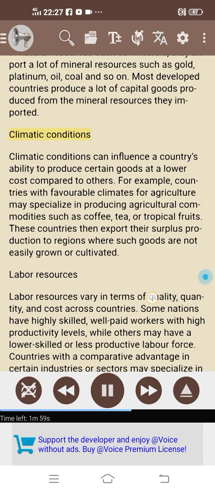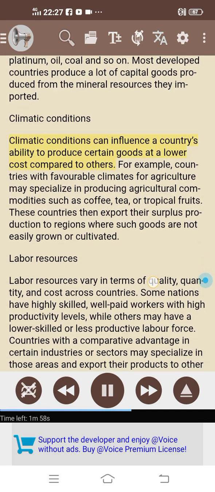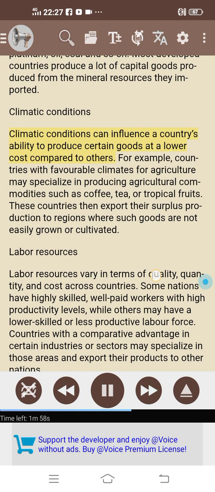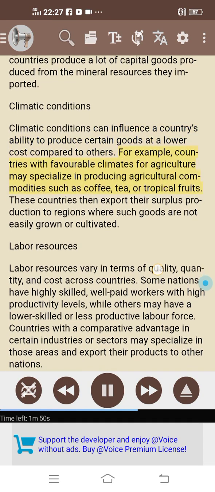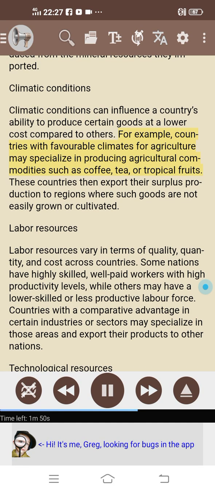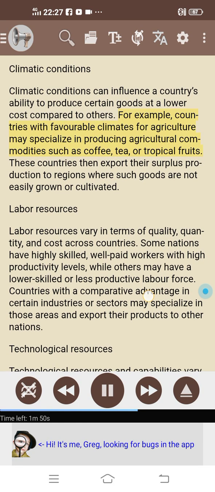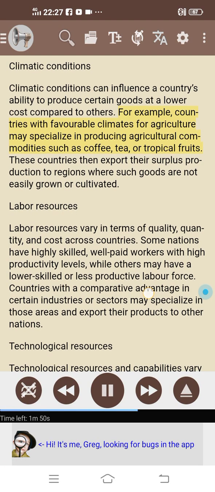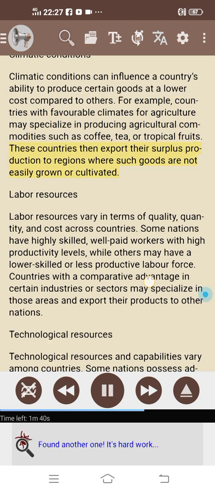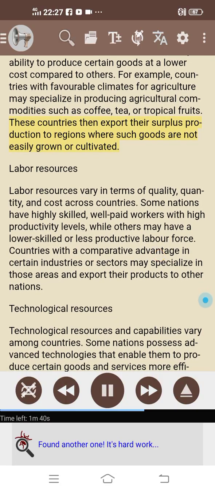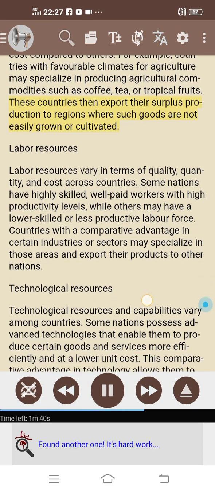Climatic conditions. Climatic conditions can influence a country's ability to produce certain goods at a lower cost compared to others. For example, countries with favorable climates for agriculture may specialize in producing agricultural commodities such as coffee, tea, or tropical fruits. These countries then export their surplus production to regions where such goods are not easily grown or cultivated.